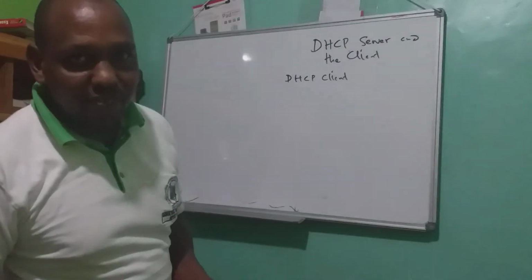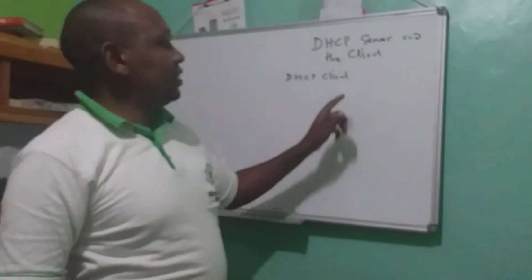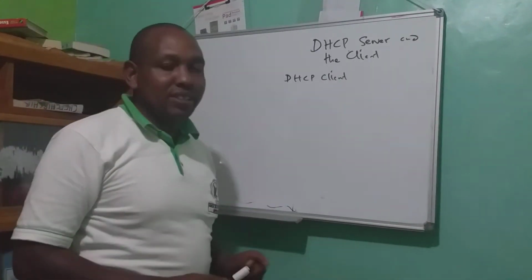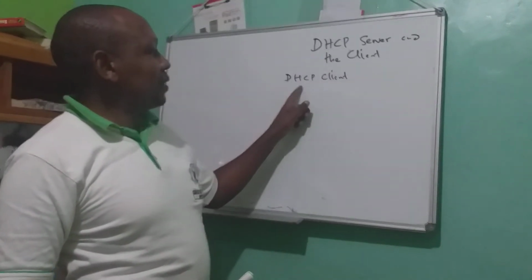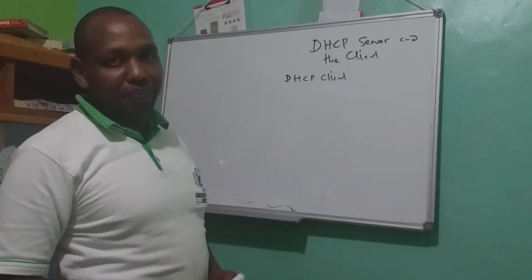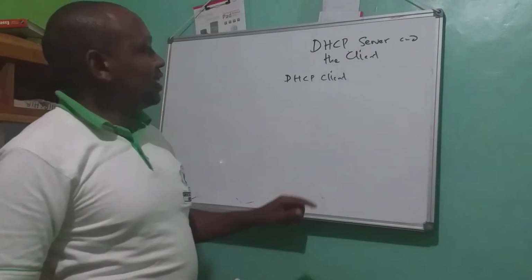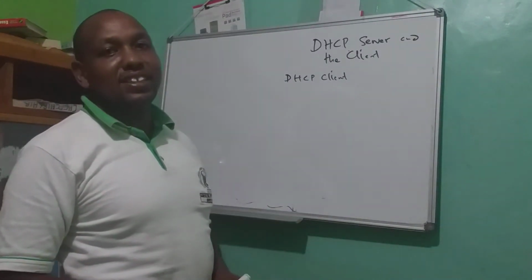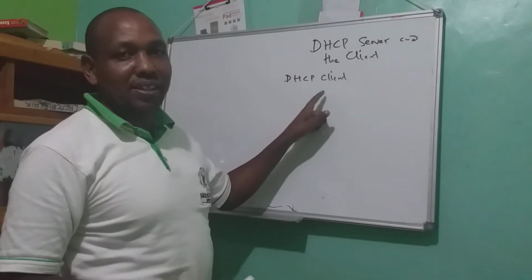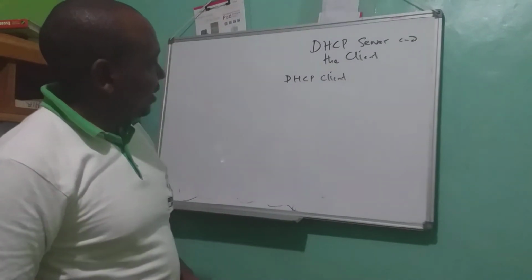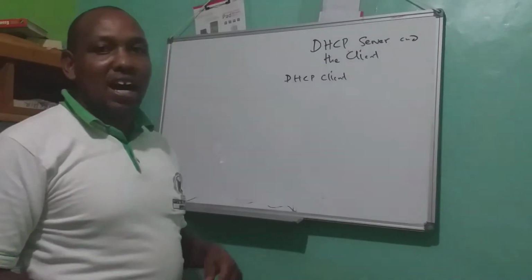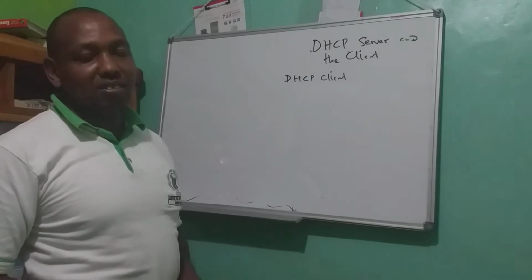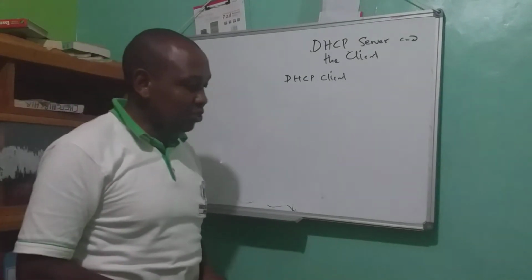Be it Android for the phones, or Windows, or Linux operating system, every single user operating system comes with a DHCP client. And therefore, conversation between the DHCP server and the DHCP client is initiated by the DHCP client. In a local area network, you may have one or more DHCP servers depending on the size of the local area network that you have.